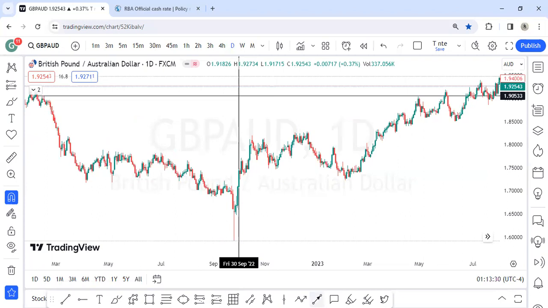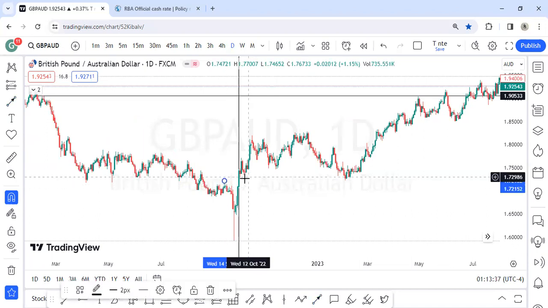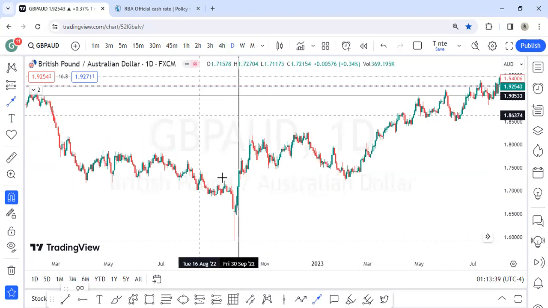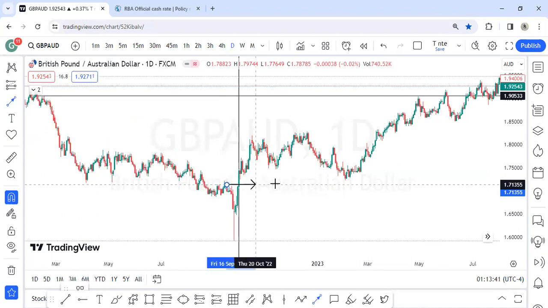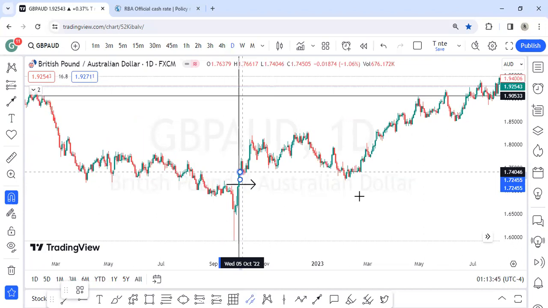So after this market structure shift here, we had a break of structure here. Market broke structure somewhere around there. Right? We had that BOS here. And after that BOS, we tapped into this imbalance. This imbalance was hit. We hit this imbalance here. All right, this imbalance was inside there.